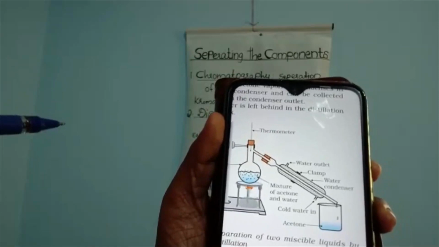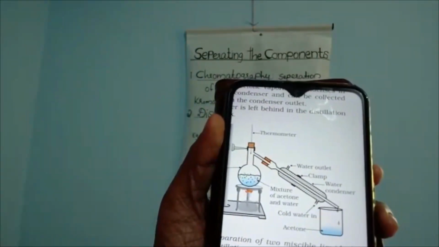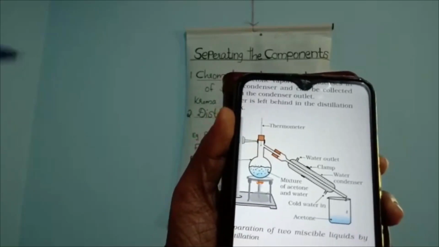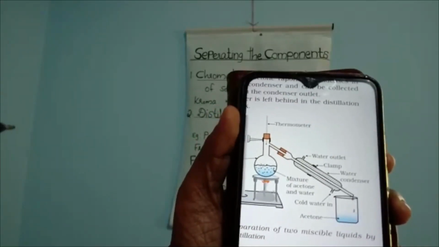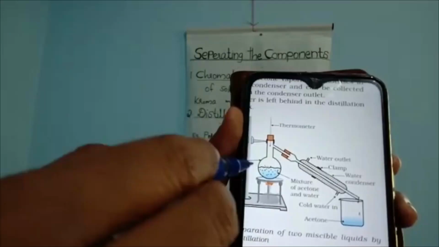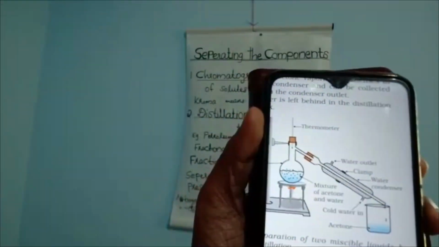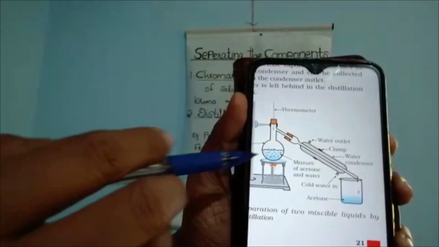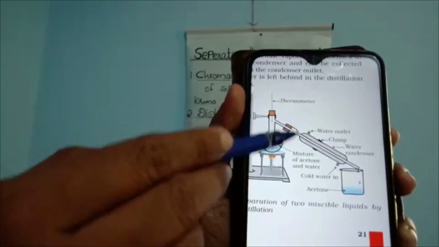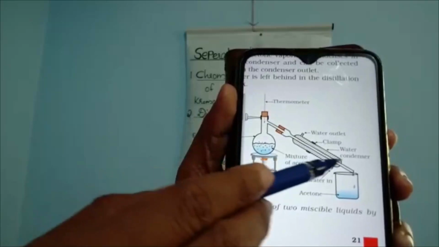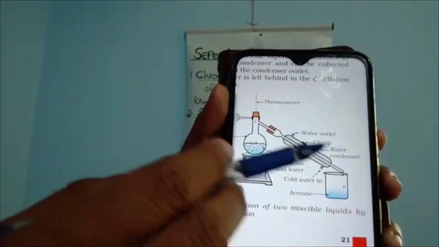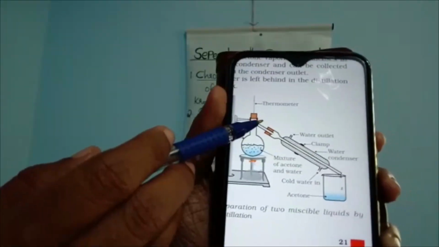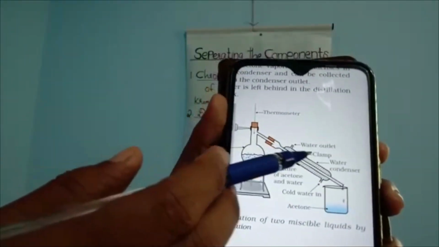At that time what will we do? We need to condense. What is meant by condensation? In the previous class we studied that condensation means change of state. That means the gas or vapor state is changed into liquid state. That process is known as condensation. So for condensation we should arrange one water condenser. In that water condenser there is a cooling effect. So these hot vapors pass through this, and at that time they are cooled.